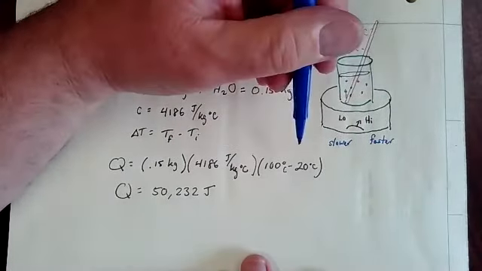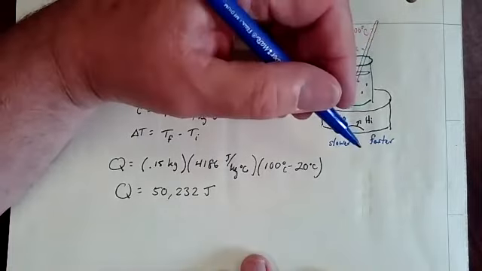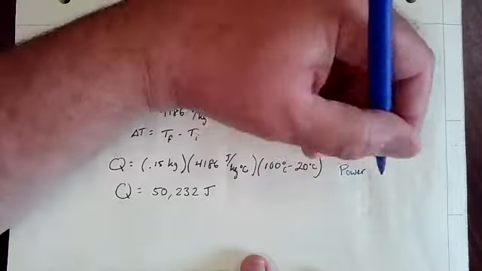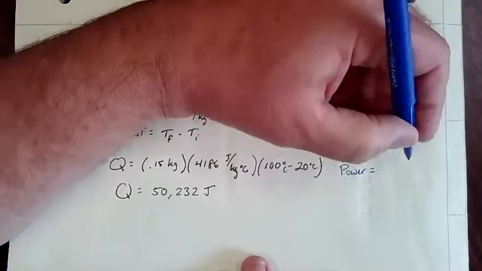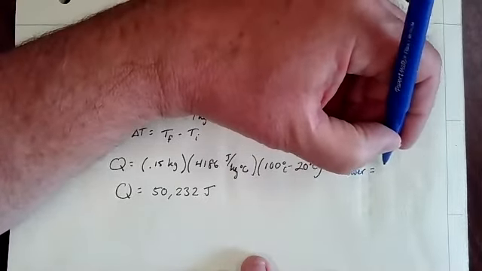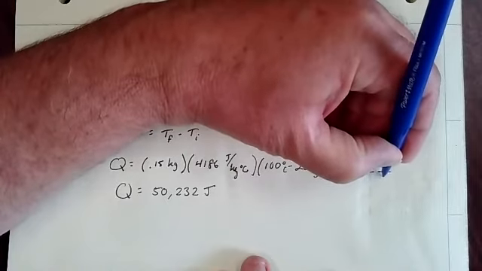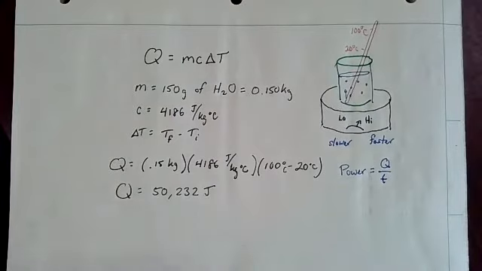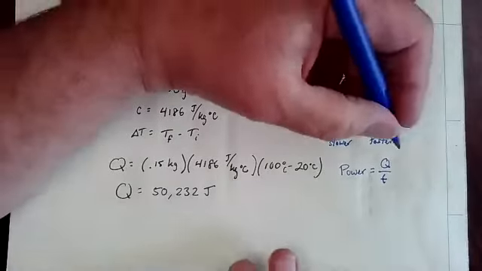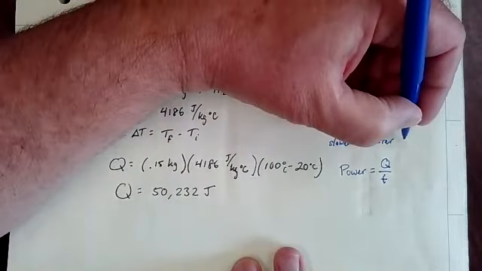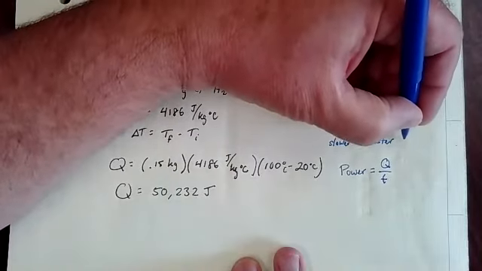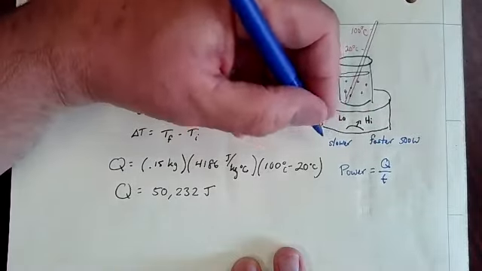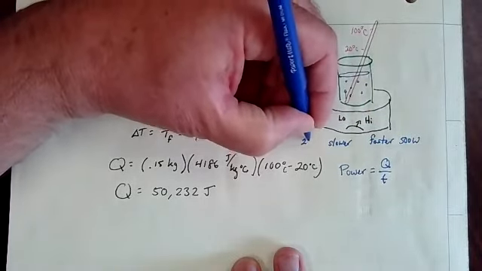So mathematically, how do we deal with that? And the answer is about power. Power is equal to the rate at which energy is delivered. So this would be Q over T. So let's install a power. Let's suppose that this faster setting might be a pretty high power, maybe 500 watts. And the slower setting might be something much less, like say 200 watts.